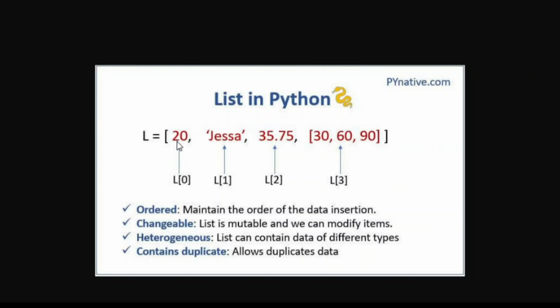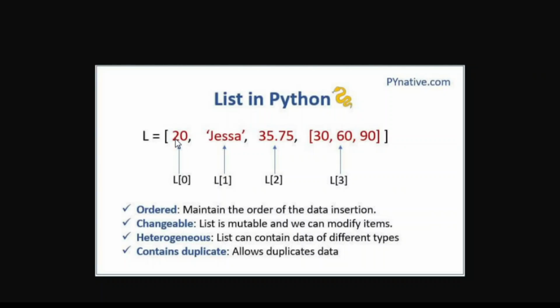Now, a list can take any kind of data. So it can take an integer, it can take a string, a float, or even a list. So a list can be inside another list. It can also take a boolean, but in this example, we're not covering this one.